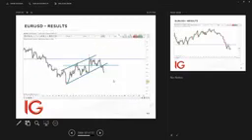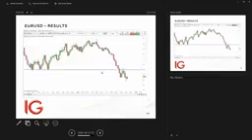See, and if I was patient, this is actually the 4-hour chart. It went down to 1.2650, but if you look at the weekly chart, it actually came all the way back to 1.24. That's almost 400 pips. You see that?